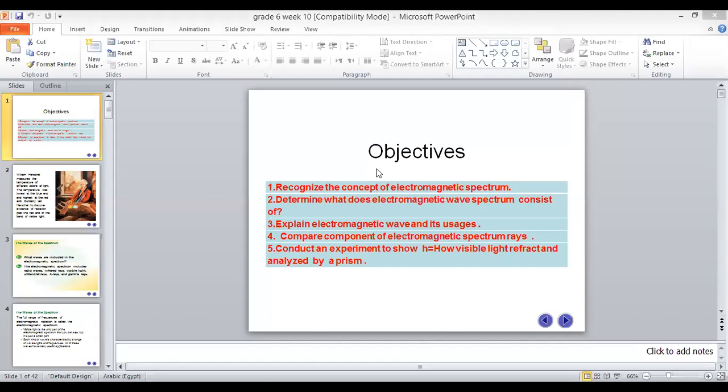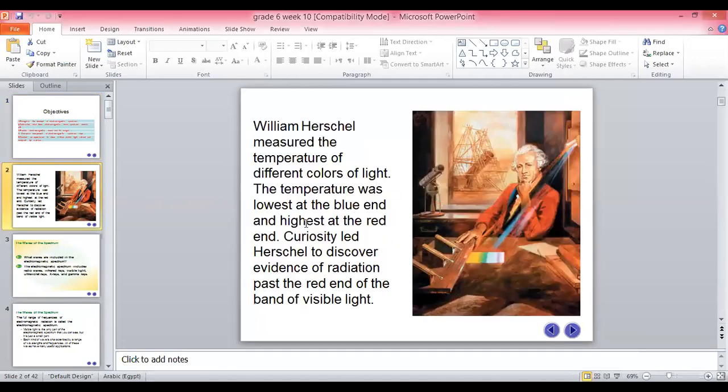Hello, grade 6. This is the second session in our lesson this week about what is the electromagnetic spectrum. Yesterday, we explained and recognized the concept of electromagnetic spectrum. And also, we mentioned the components of electromagnetic spectrum and the way to arrange them. Today, we are going to continue. I will remind you with some information.